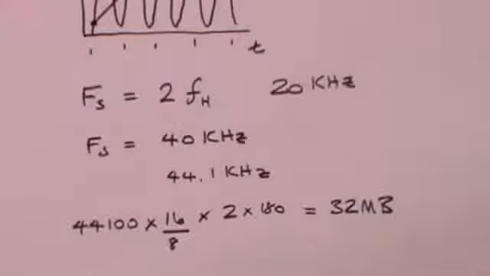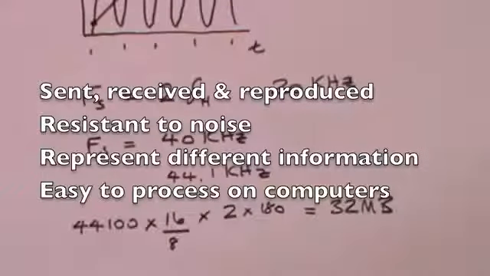So what's the advantage of digitizing a signal? Well, digital signals can be sent and received and reproduced more easily because once you've digitized the signal, you can never corrupt it unless you, of course, do something drastic. You can't add noise to a digital signal. It's either a 1 or a 0. It can't be anything else.